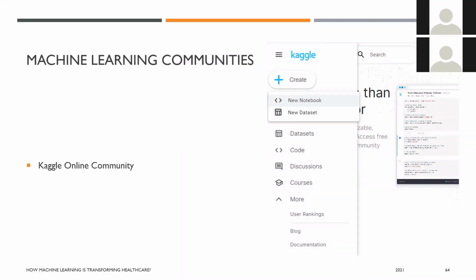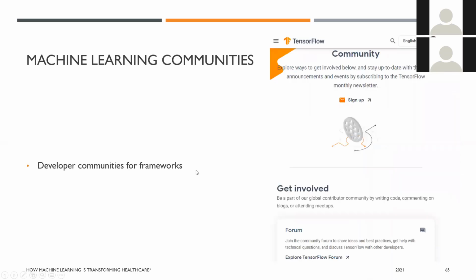So the Kaggle online community is a branch of Google LLC. It is an online community of data scientists and machine learning professionals. It allows you to build models in a web-based data science environment. You can find and publish data sets from various sectors. You have a huge number of data set options on Kaggle. Also, you can collaborate in projects with other developers and you can enter competitions. This is quite an active community.